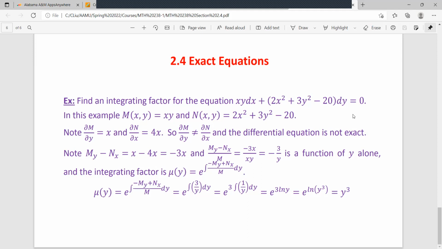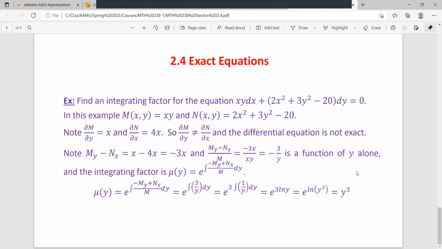So that's the end of this section. It's not very straightforward, these exact equations. But fortunately, we already derived all the formulas that you can follow. So hopefully it will not be too challenging for you, but still you have to do integrations quite a bit when you solve these exact equations. So that requires the background in Calc 2.